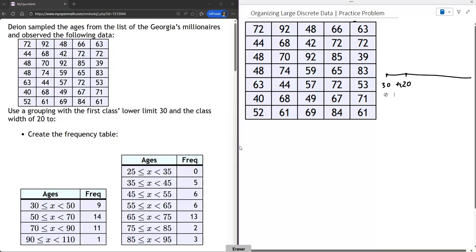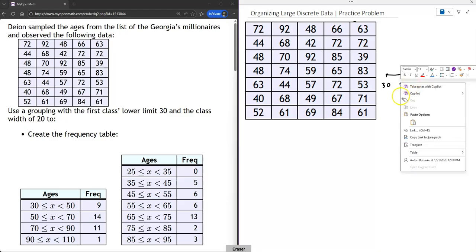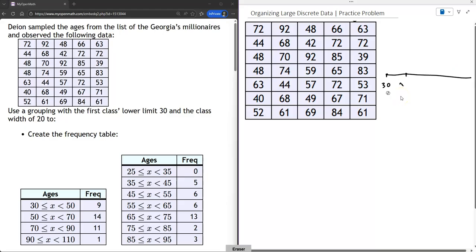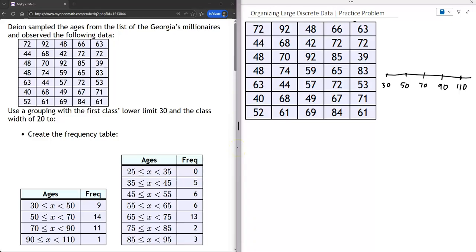So 30 plus 20 is 50. 50 plus 20 is 70. 70 plus 20 is 90. 90 plus 20 is 110. So this is our class structure. So we're going to use it to create the frequency distribution.